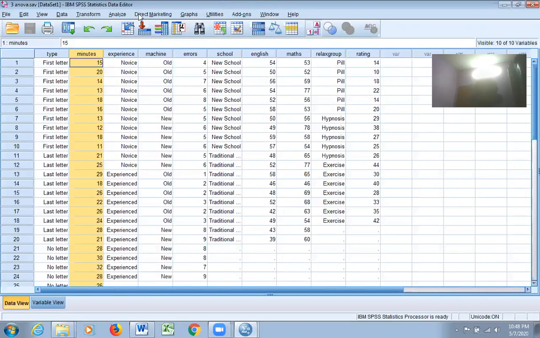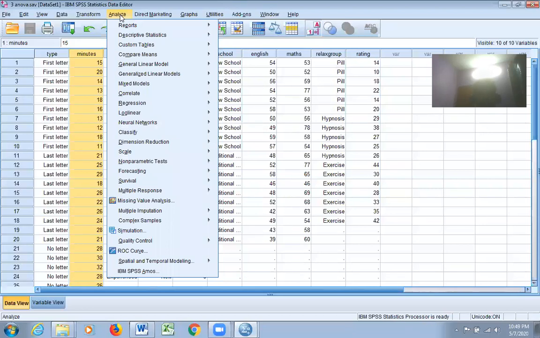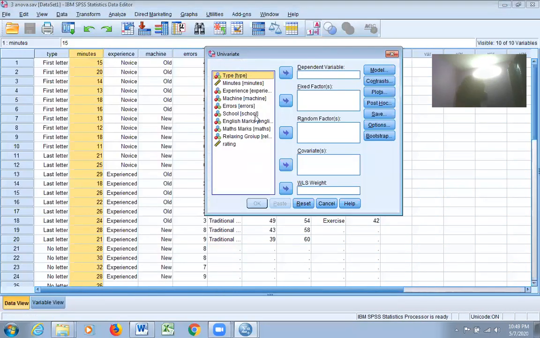Fine. So let me go to Analyze. In Analyze, please come to General Linear Model, GLM, and click on Univariate, because we are going to discuss one dependent variable. So the dependent variable, you send number of errors, and the fixed factors, you send experience, and again you send machine. So I have one dependent variable and two independent variables. I'm going to conduct two-way ANOVA.